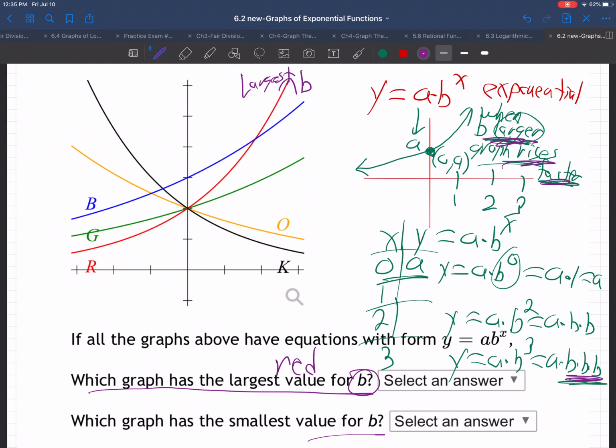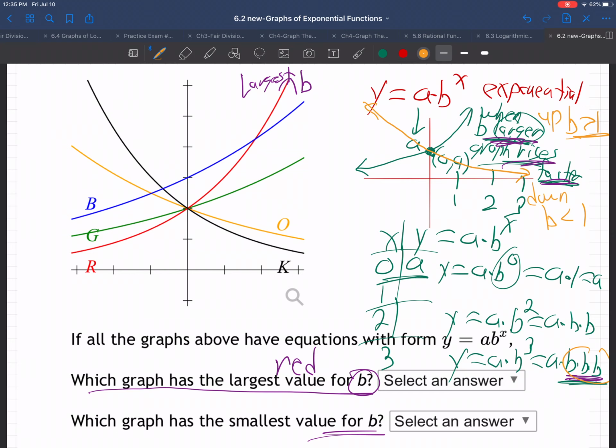Next, which graph has the smallest b? So which one is going down? Now for these ones going down, I didn't mention that. What makes a graph go like this? This is when it goes down, when b is less than 1. It goes up when b is greater than 1, because you're multiplying by b again and again and again. So if b is greater than 1, multiplying by a number bigger than 1 makes things bigger, so the graph will go up.